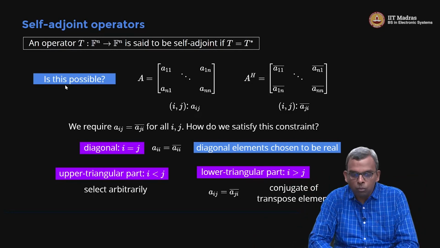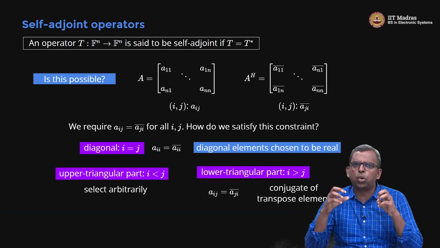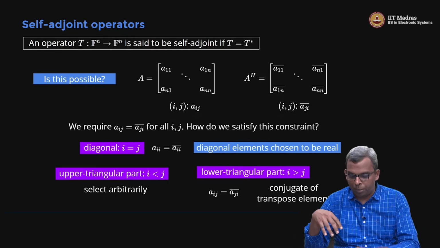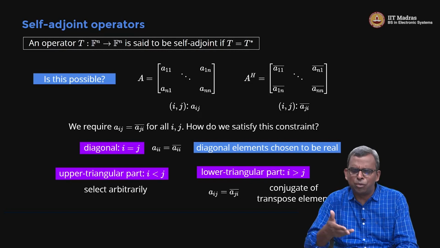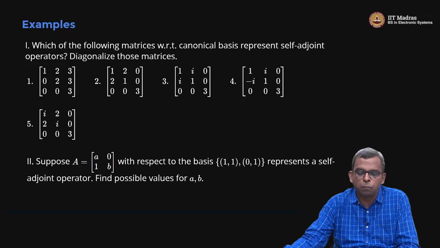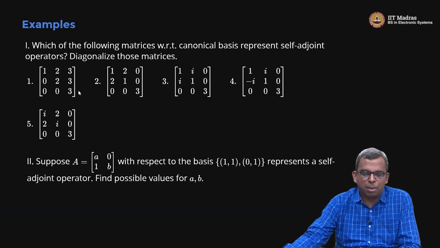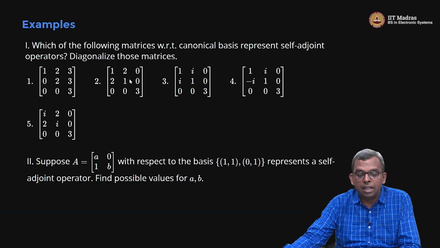Now, self-adjoint operators, like I mentioned, are truly special. They have some really powerful properties. But before we see that, let's just see a few examples of how this is working out, okay? So, here is a bunch of examples, and you can quickly identify this one. The first one cannot represent a self-adjoint operator. The second one is clearly self-adjoint.